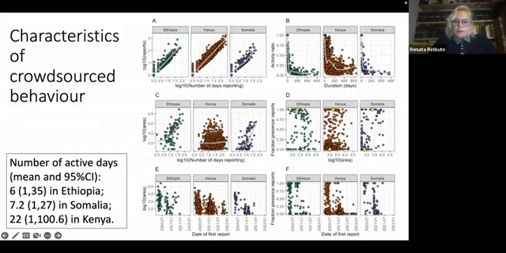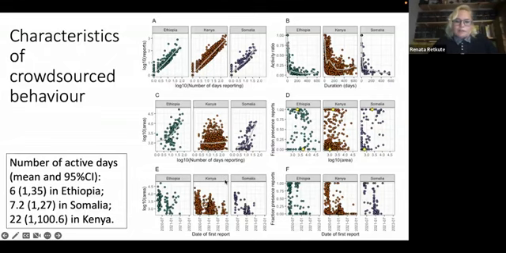Another interesting characteristic is the fraction of presence reports, whether they are reporting mostly that they saw locusts or that they didn't see locusts. It was aggregated into clusters for all countries. So either most of the people report that they have seen or they haven't seen. But for example, in Kenya, 60% of reporters reported only that they haven't seen any locusts.